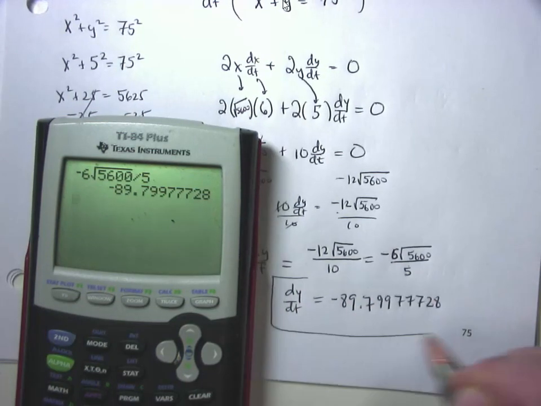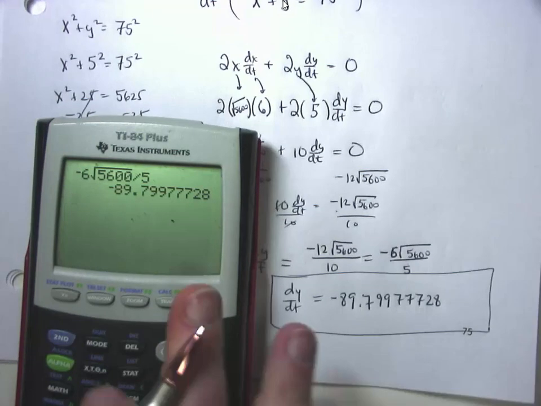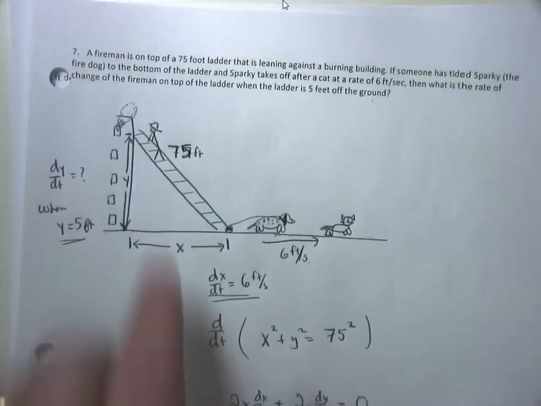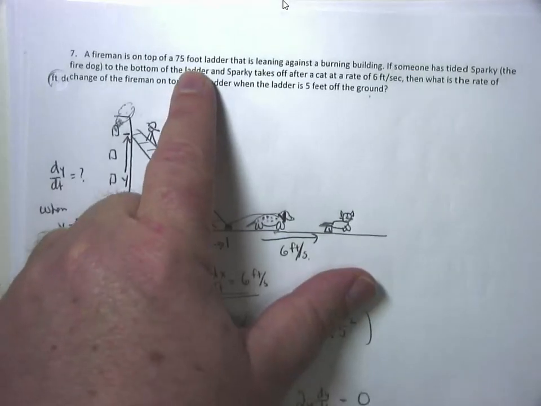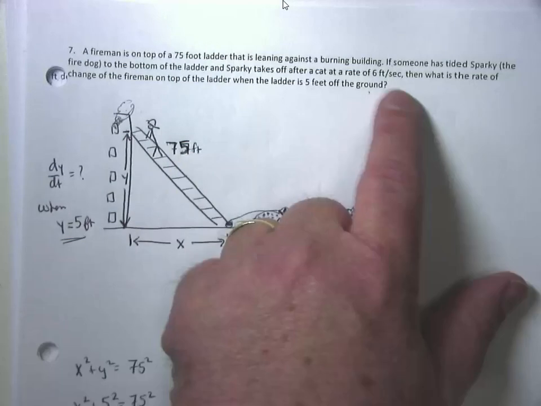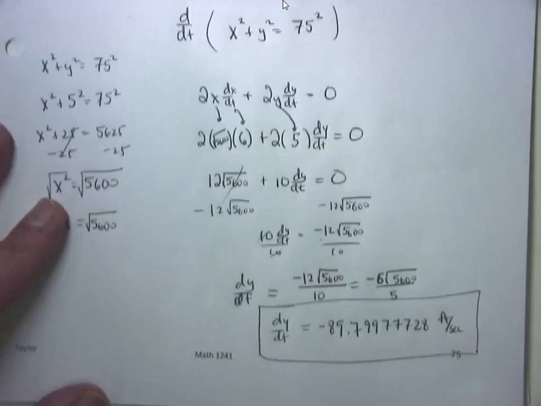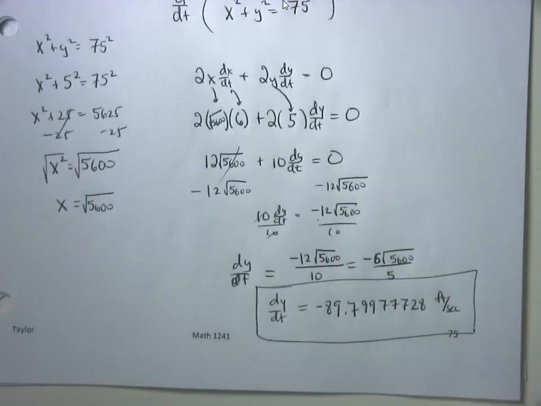So it's a law. You got to tell me the units. What would the units be? dy, what would y be measured in over dt? What would time be measured in? Well, the distance is measured in what? Feet. And time is measured in seconds. So this would be feet per second. Does that make sense?